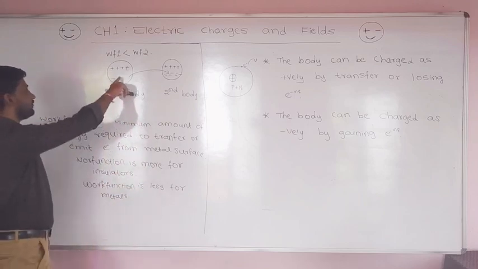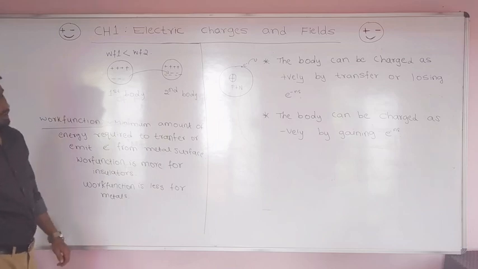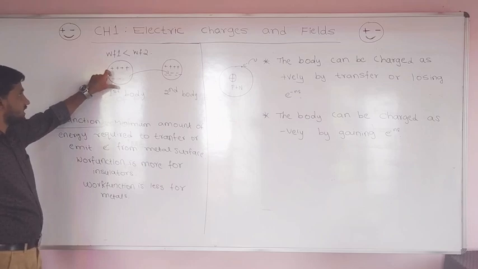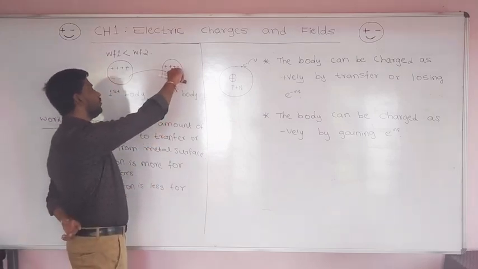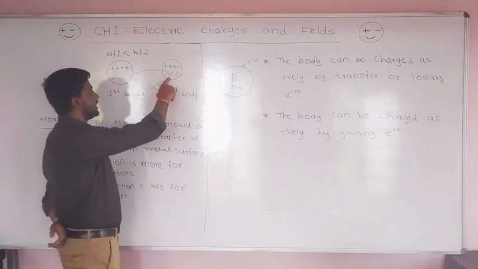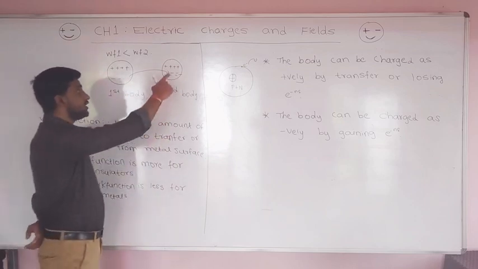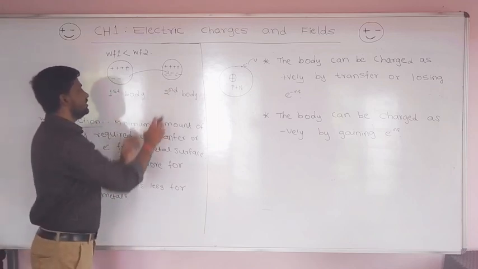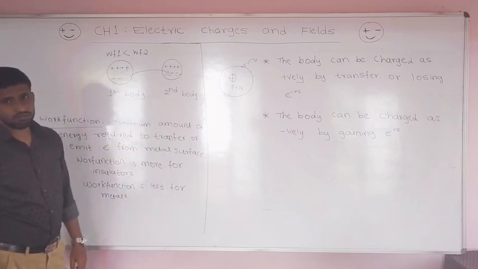Now in the first body, there are 4 positively charged particles and 2 negatively charged particles, so the net charge on the first body is not equal to 0. In the second body, there are 4 positive charges and 6 negative charges. Here also the net charge is not equal to 0. Now I can tell that both bodies are charged. But which kind of charges are present? Now that we will see.